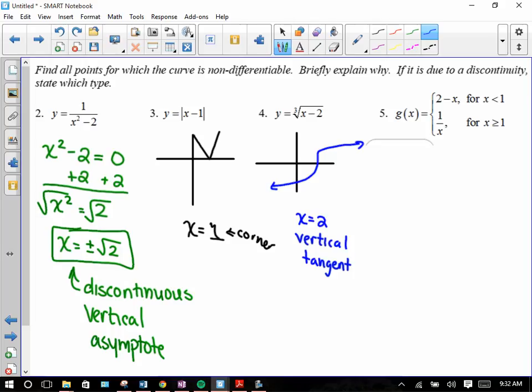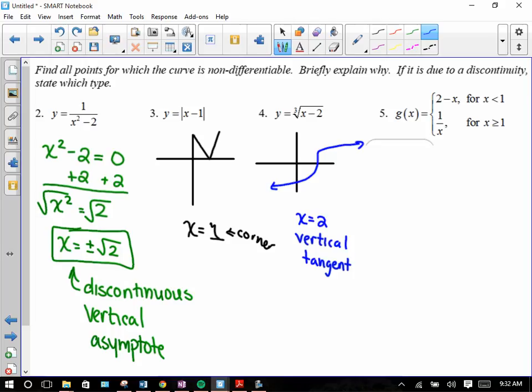These are basic graphs that you shouldn't have trouble with. So the next thing we're going to look at is whether or not this piecewise function over here is differentiable.